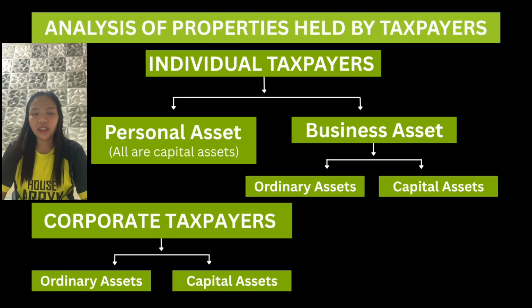In essence, this diagram and explanation highlight the importance of considering both the asset's nature and the taxpayer's business activities when determining its tax classification.